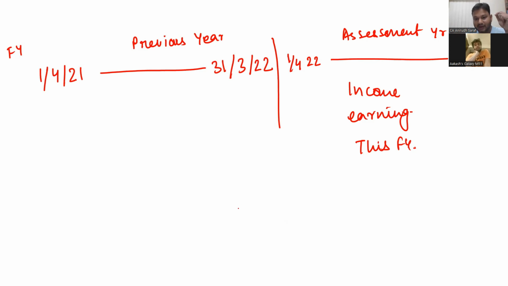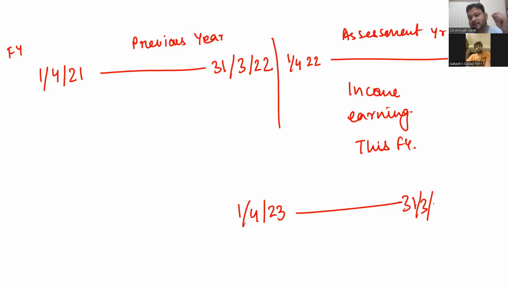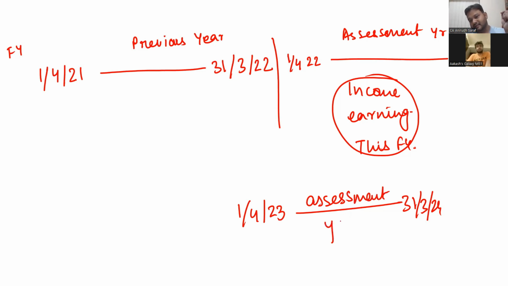So that will happen in 1/4/23 to 31st March 24. For this income, which is the assessment year? For this income, 23 to 24 is the assessment year. The new income which you're earning. And this is the previous year.